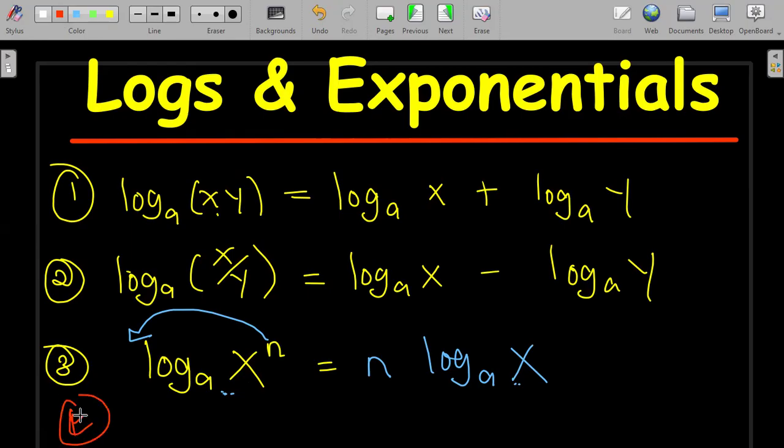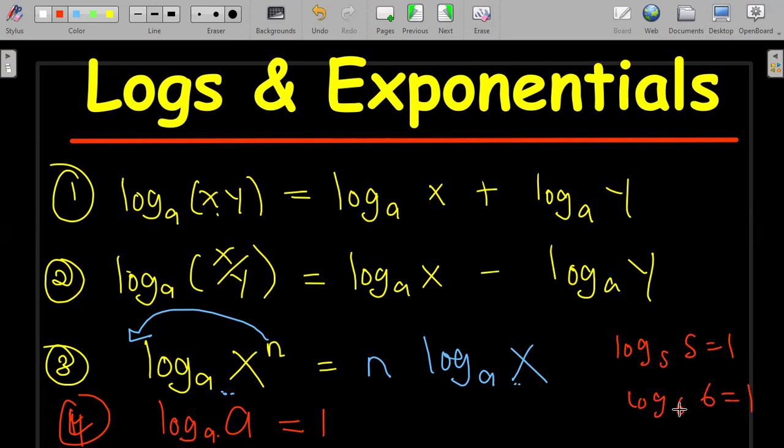And then number four, we are going to look at the identity log. If I have log of base A and then I have this same base here in front as the bigger number, then this is just equal to 1. As long as I have two similar numbers there, it can be log base 5 of 5, this will be 1. Log base 6 of 6, this will be 1. As long as the base and the number in the middle are equal, the answer will always be 1.